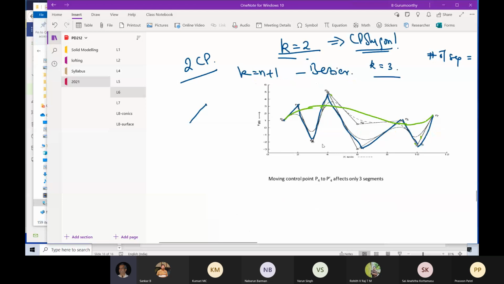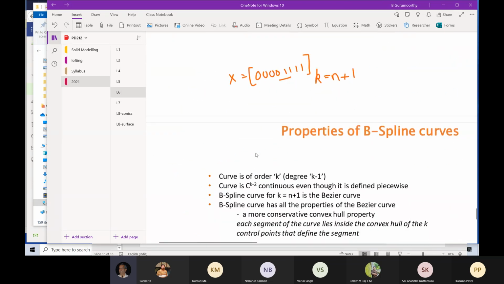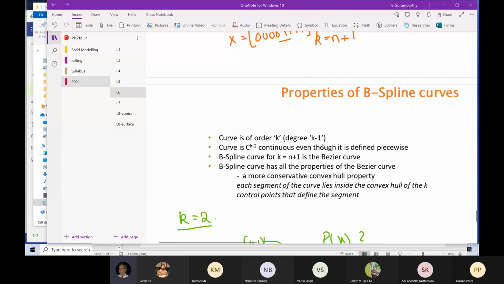So if I look at this curve here, each segment will lie inside the convex hull of the control points that define it. The first segment is defined by the first 3, the second by the next 3, and so forth. You will find that each of those segments lies inside the respective convex hull of the respective k control polygons. That's a property that gives immense predictability and an intuitive feel to the shape of the curve, no matter what control points you use to define it.